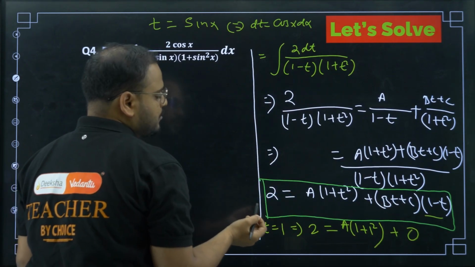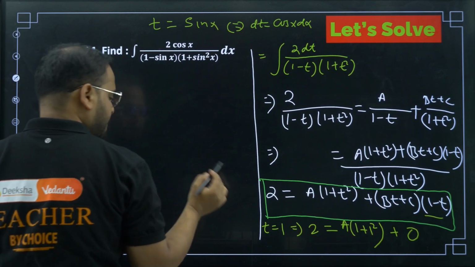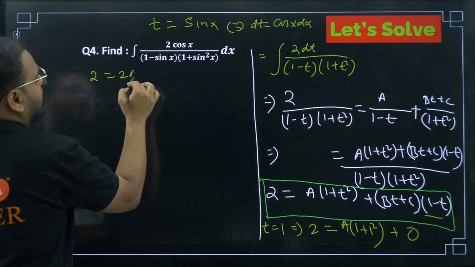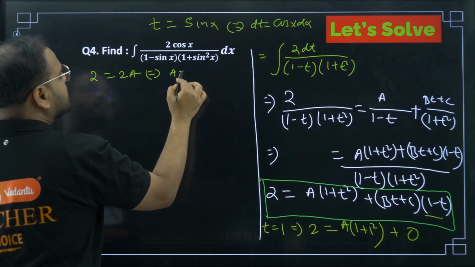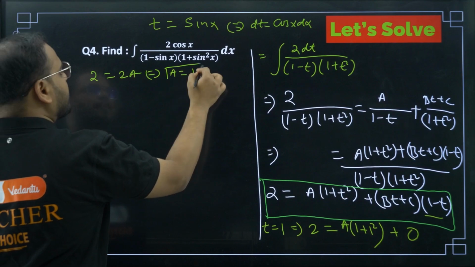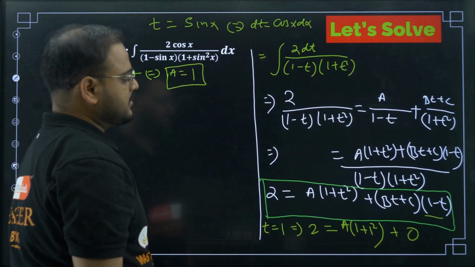I get my a value as simply 1. How, sir? Please check, please look. I get 2 equals 2a. So a equals simply 1. Now my a value is known. I'll worry about the other ones. So please have a look.